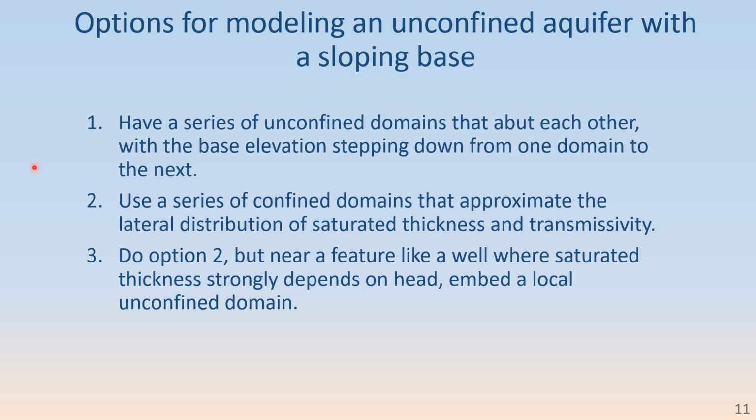So an alternative would be to use a series of confined domains that approximate the distribution of saturated thickness and transmissivity reasonably well. Remember, these domains are not accounting for the vertical resistance to flow, just horizontal. So if you do step 2 in a reasonable way, it's a good approximation. You could also do a hybrid here where you do step 2 for most of your model, but right near a feature like a pumping well that's pulling the saturated thickness down significantly, you could just embed a local unconfined domain right in the near vicinity of that well. And I have adopted that option quite a bit. That's quite useful.